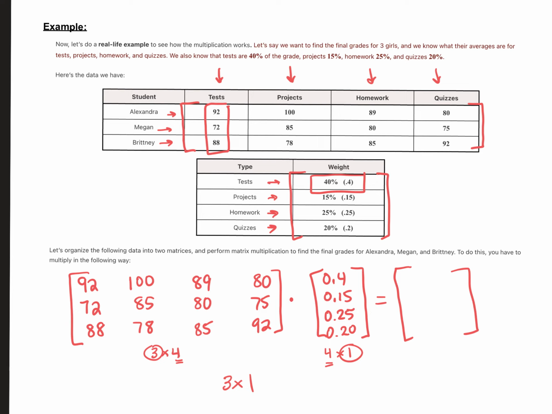All right, now this is going to give us our final grade for each of the girls. Once again, I want you to use your calculator for this. So go ahead and type in the two matrices into your calculator and find the product. I do not want you to do this by hand, okay? So type it into your calculator, find your product, and come back and check your answer when you're finished.